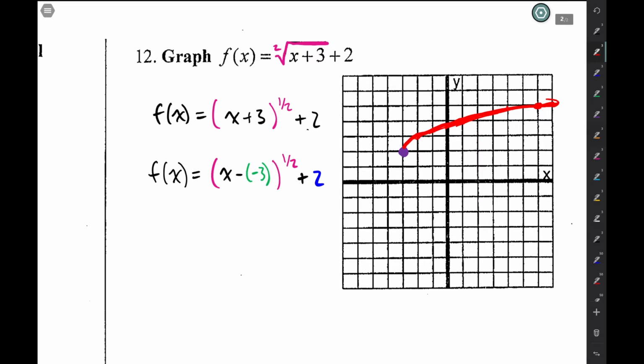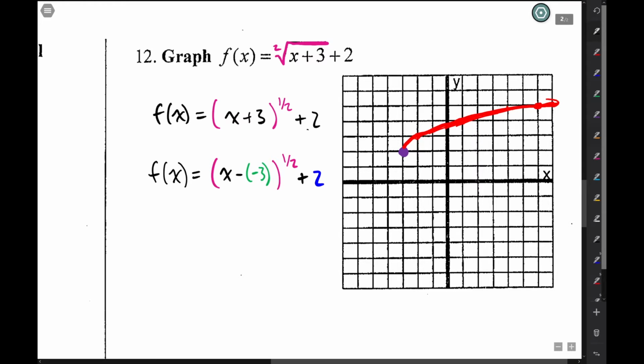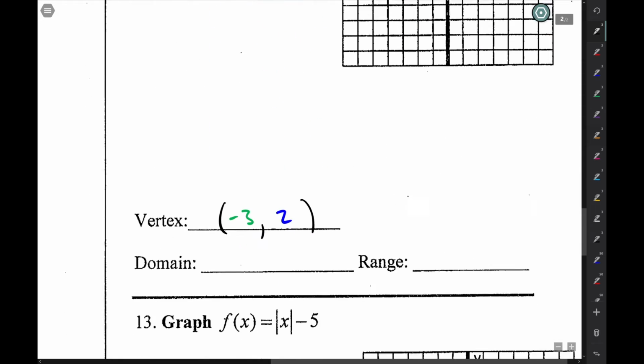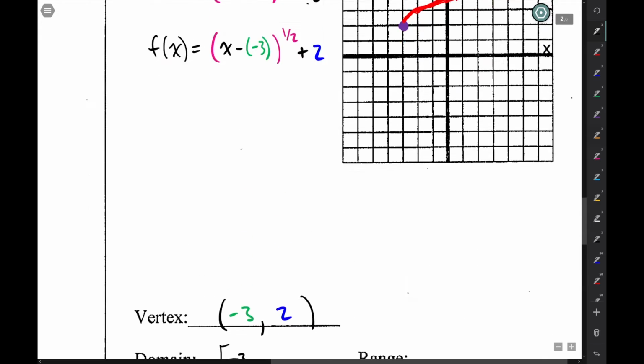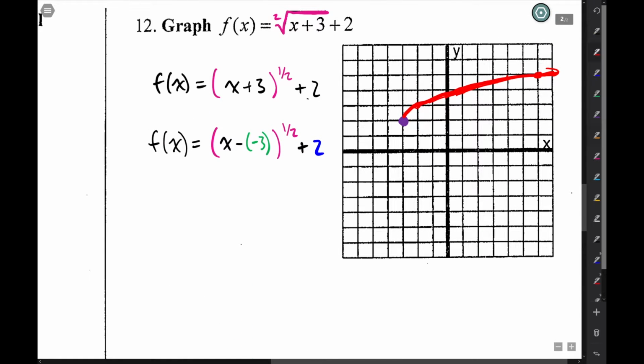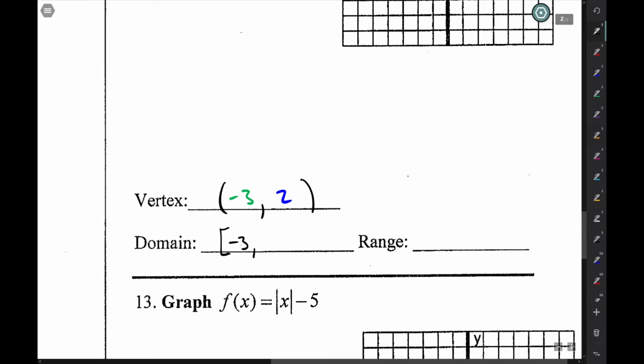The domain is how far left and right it goes. The domain, well, how far left does it go? Seems like it goes as far as negative 3, including negative 3. Well, it includes it. We'll put a bracket, negative 3. How far right does it go? Well, this keeps on going to positive infinity.